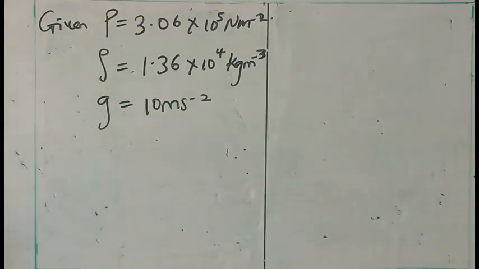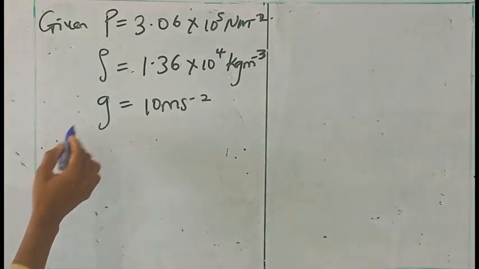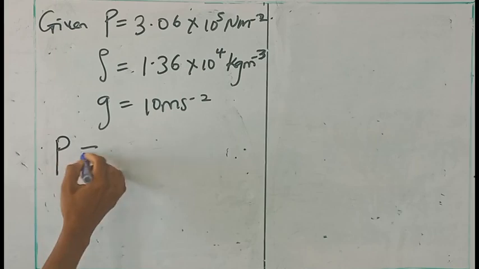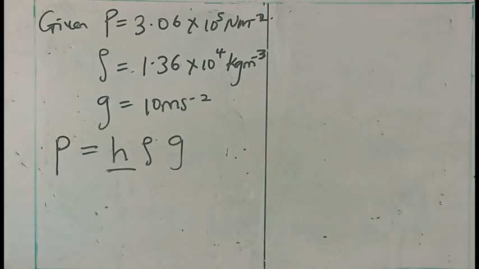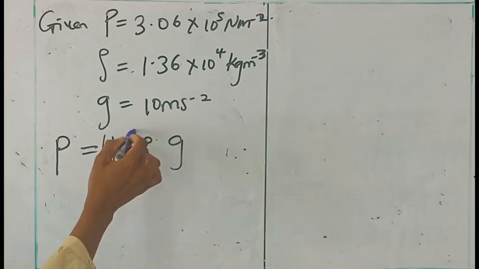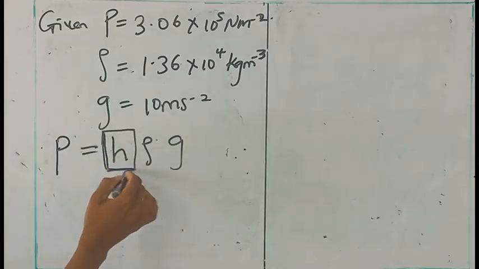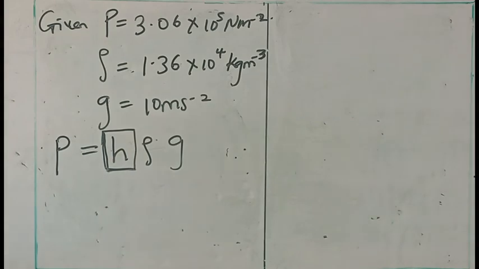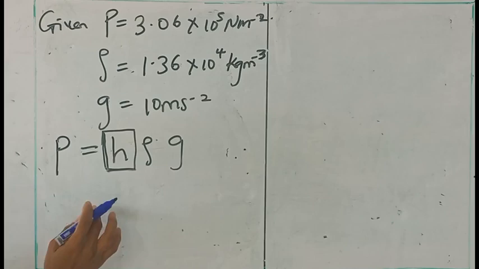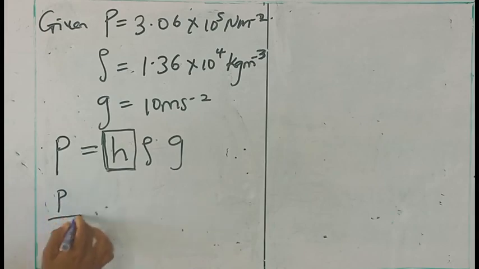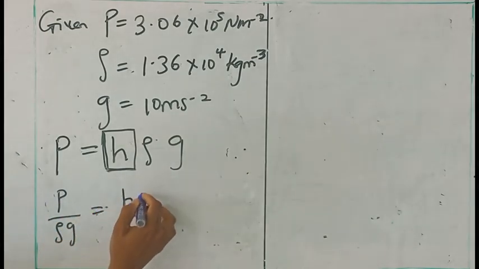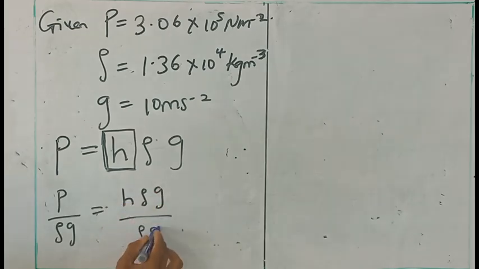It's very easy. Don't say it is hard because of that word length. Remember that pressure is equal to H rho G. The height and the length are measured in meters, so we are looking for the height. I know some people will look at it as if they have not seen it before because of that word length. So if we make H the subject of the formula, divide here by rho G, divide here by rho G. So P over rho G is equal to H rho G over rho G. So the unknown will stand out, H.